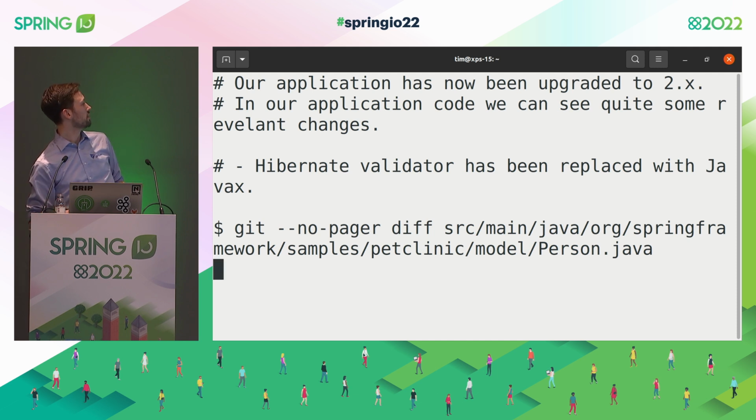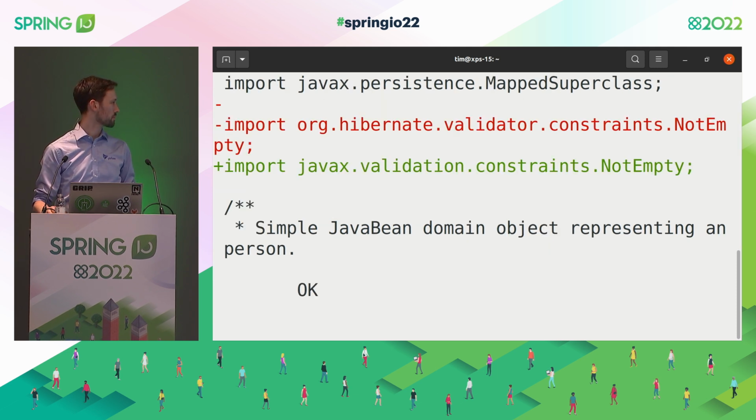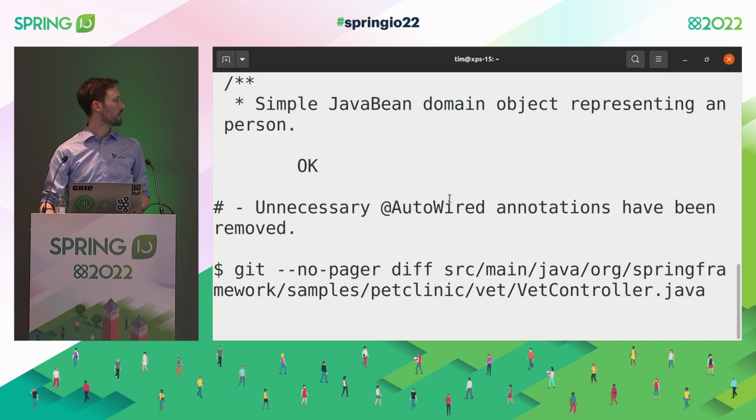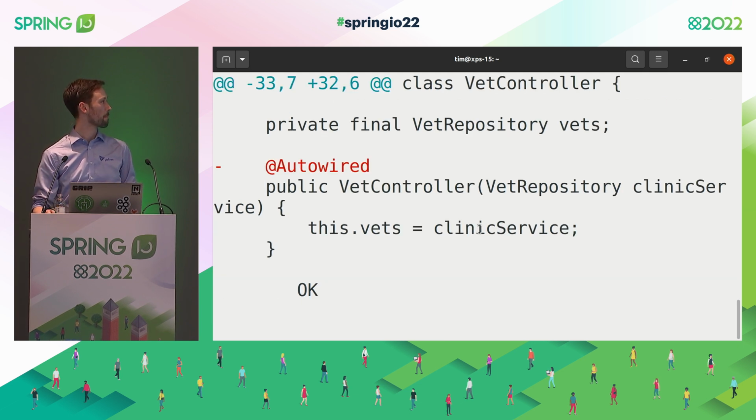One of the changes made is that we had to switch from Hibernate validator to the JavaX validator. And the change is going to be visible in this class. This is just an import change, which is fairly easy. Also updated is that we've removed any unnecessary auto annotations. This helps to make the application feel more recent after a migration. It's not just an old application converted.